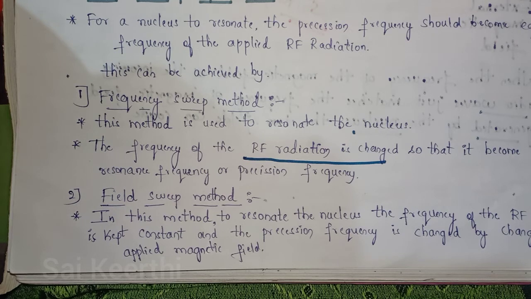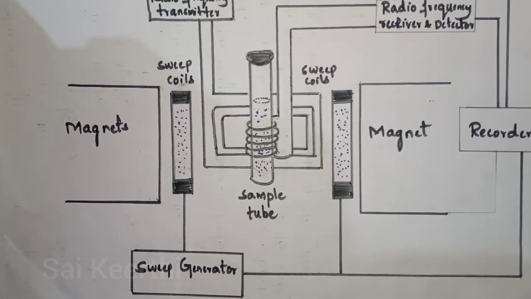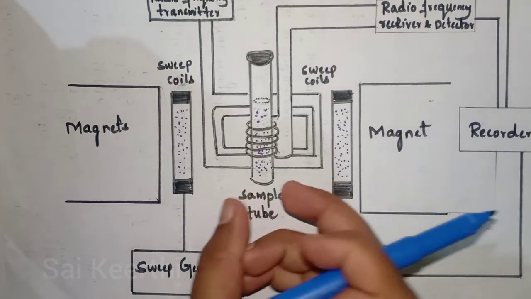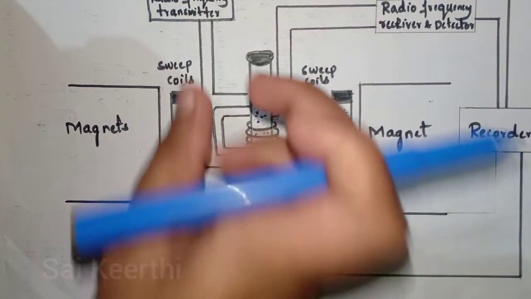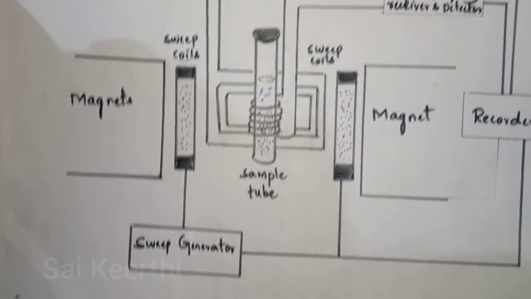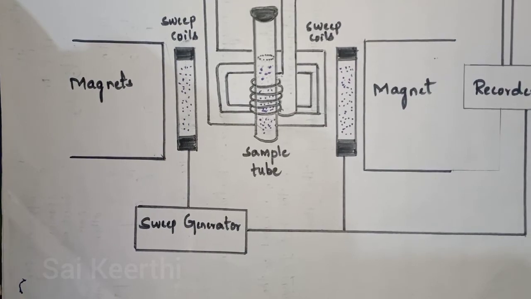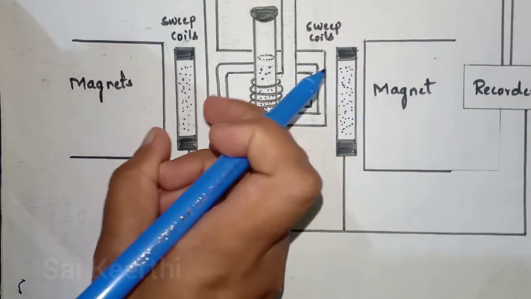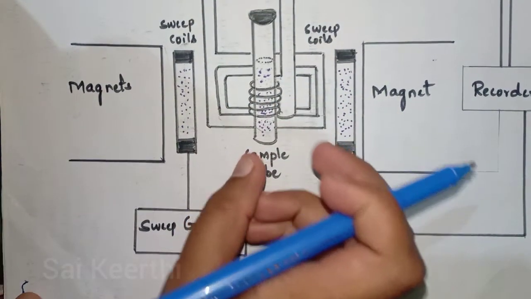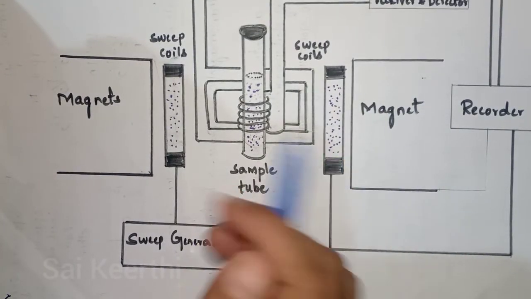Why is the sweep generator used? To bring the nucleus to resonance. Here, as you can see, here is the sample holder and here are the magnets. Here is the radio frequency, and to bring the nucleus to resonance, we are using the sweep generator. Here are the sweep coils, which are placed here and here.